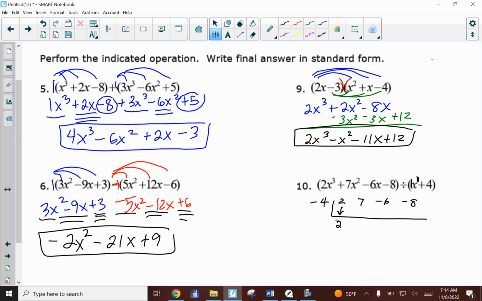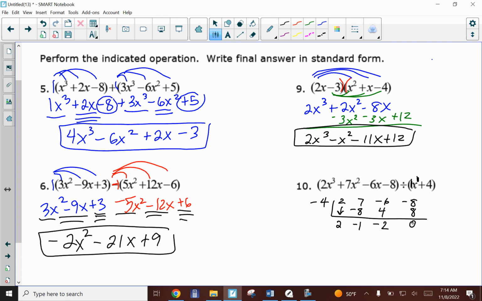And then we're going to multiply that with the -4, so that's -8. When we combine those, we're going to get a -1. When we multiply that back to the -4, that's going to give us a +4. Then this is going to give us a -2 when we combine -6 plus 4. And then multiply the -2 times this -4, so that gives us +8. -8, +8 gives us 0.